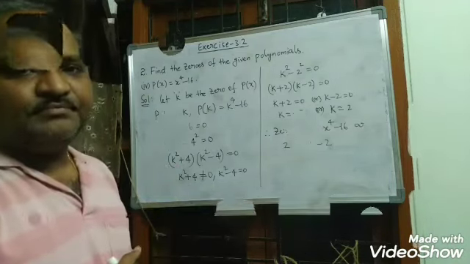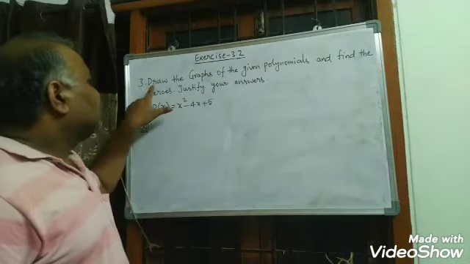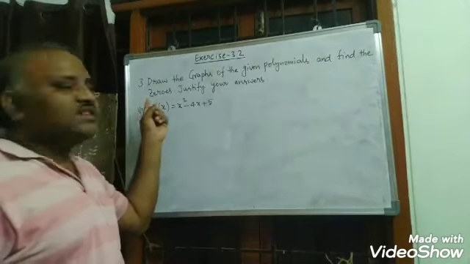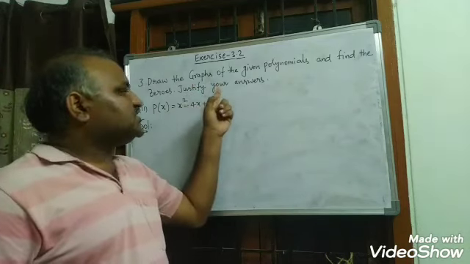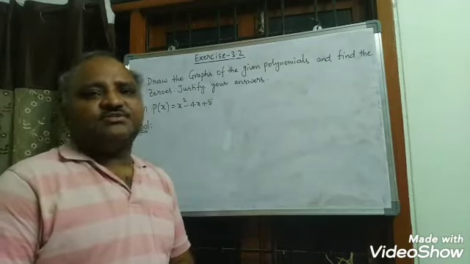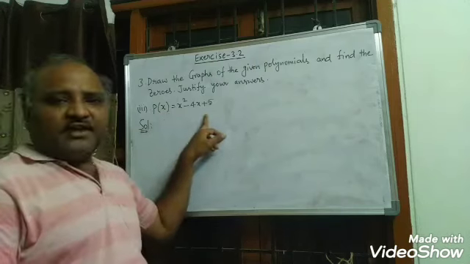Let us discuss the third bit in exercise 3.2. In this, we need to draw the graphs of the given polynomials and we have to find the zeros from the graphs. And it is given to justify your answers. Justification is nothing but verification by algebraic method. Okay, and here I am explaining the third problem.